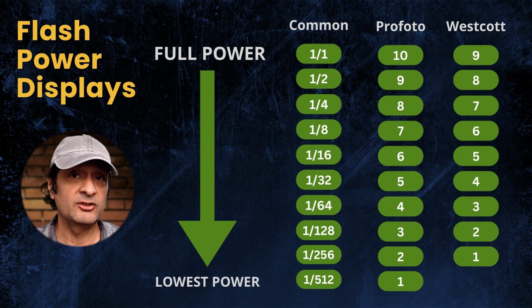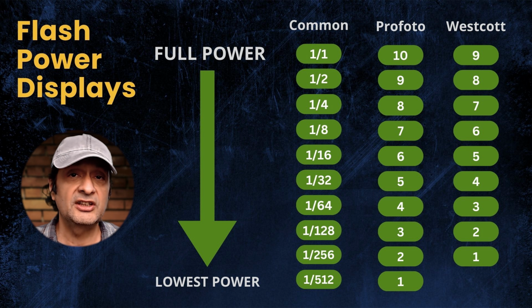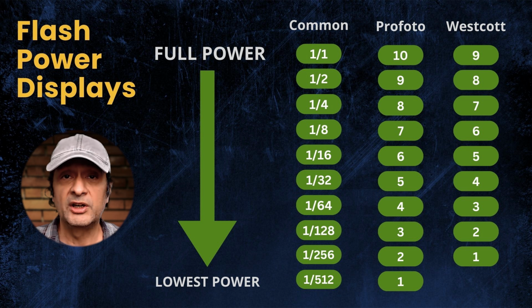All right, now here's a quick look at how power settings are typically displayed. Full power is displayed as 1/1. The next step down is half power, displayed as 1/2, and then you've got 1/4 power, 1/8, 1/16th, 1/32nd, 1/64th, 1/128th, and some offer 1/256 and 1/512th power settings. And you can see each setting is half the previous setting. And that lines up with the way everything works with photography, lighting, and exposure. Light is measured by cutting it in half or doubling it.